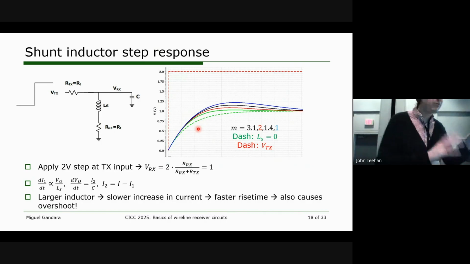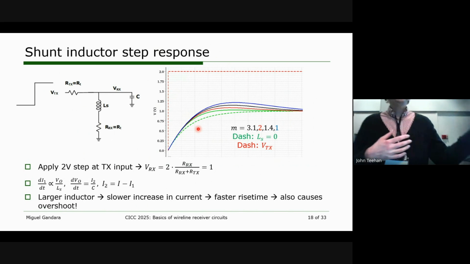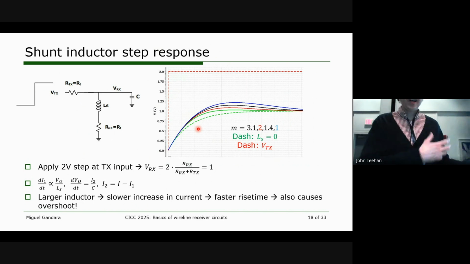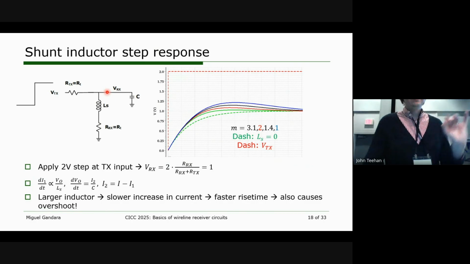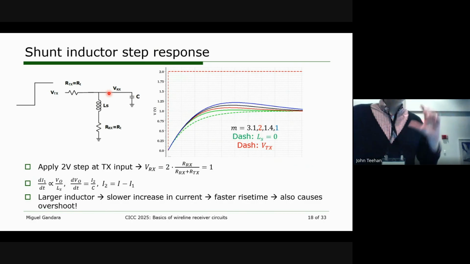So let me try to give some insight into why increasing the inductor size improves our rise time. The rise time of this circuit is set by the amount of current going into the capacitor. The more current you have going into the capacitor, the faster the rise time.